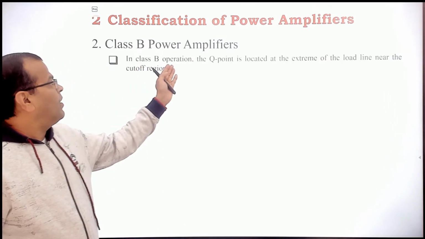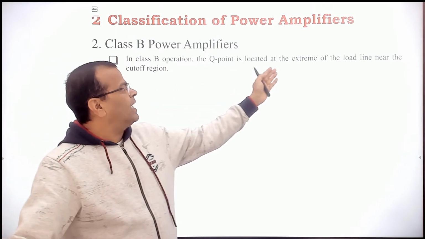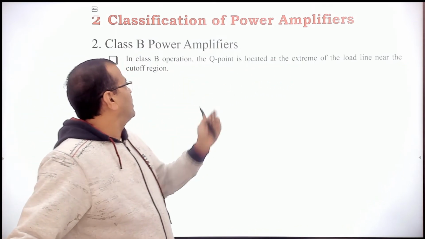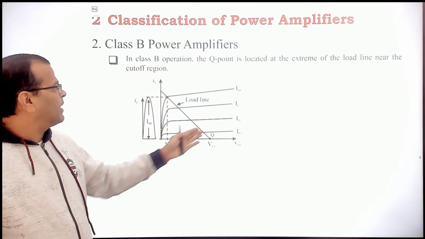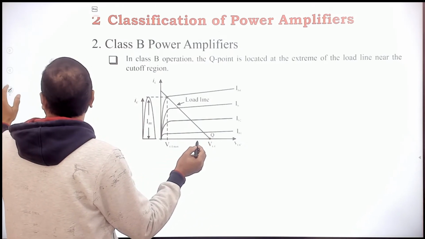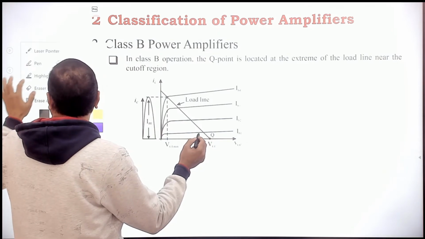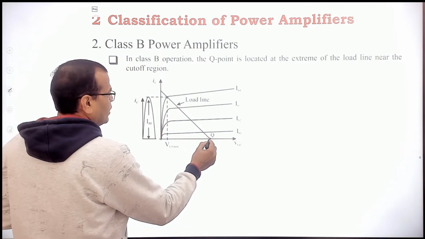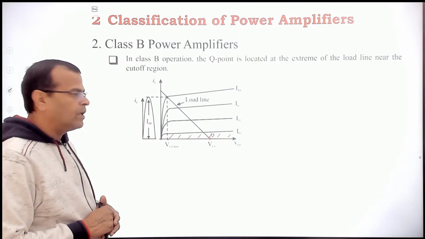In class B operation, the Q point is located at the extreme of the load line near the cutoff region. That is what I have already explained. So this is your characteristic, and here the operating point is located near the cutoff region. This is the cutoff region.